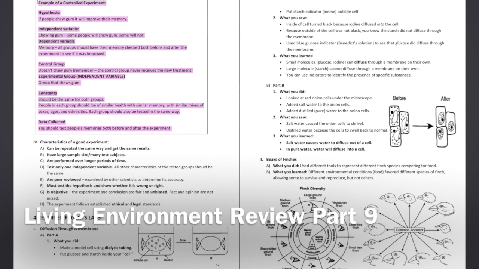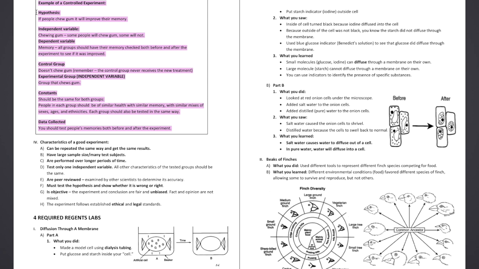Example of a controlled experiment. Hypothesis: if people chew gum, it will improve their memory. Independent variable: chewing gum. Some people will chew gum, some will not. Dependent variable: memory. All groups should have their memory checked both before and after the experiment to see if it was improved.